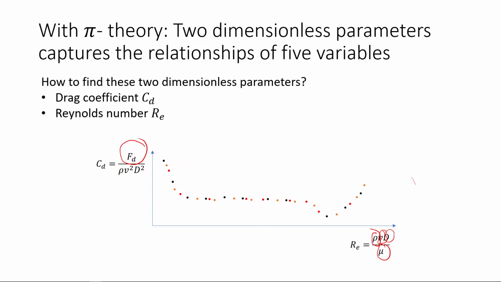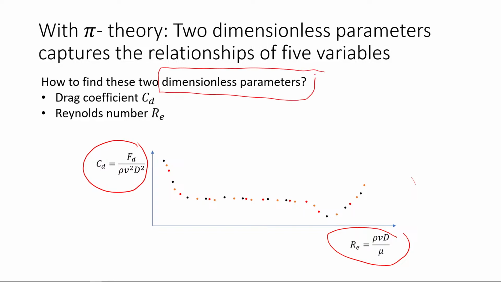But the result is represented in just one graph, and he called this term the drag coefficient, and this one here the Reynolds number. This drag coefficient and these Reynolds numbers are called dimensionless parameters. They are called dimensionless parameters because he was able to find these two dimensionless parameters. He was able to reduce all these.